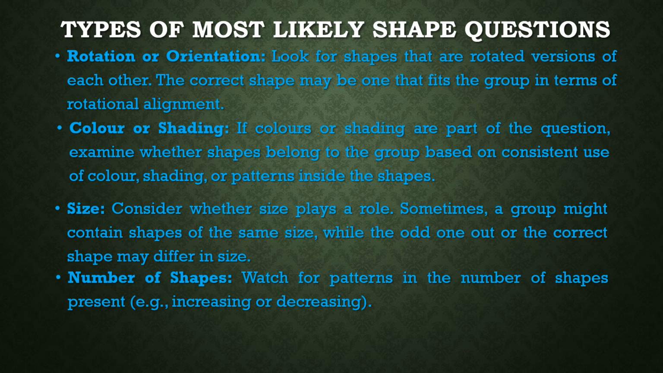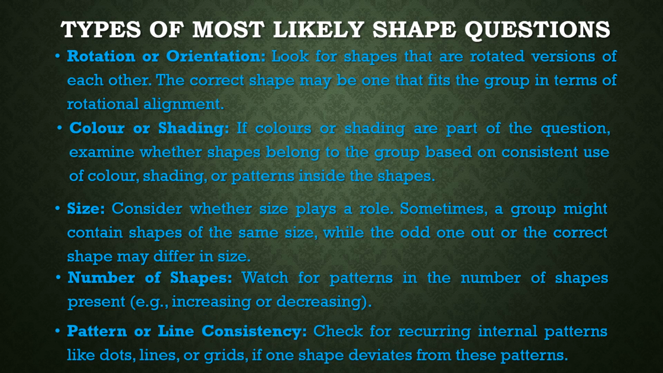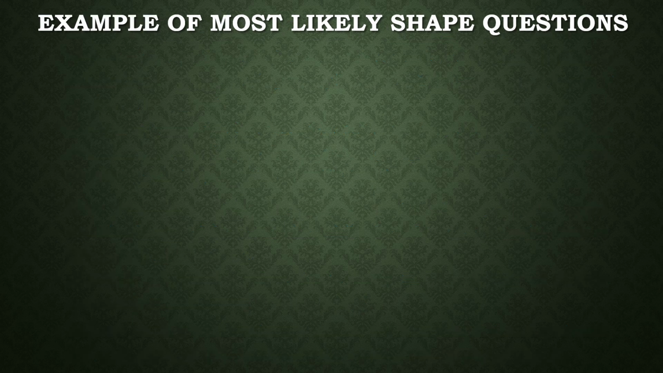We also see questions based on the number of shapes, wherein we need to check for a pattern in the number of shapes present. The number of shapes might be increasing or decreasing. Then, last but not least, is the pattern-specific or line consistency type, wherein we need to check for recurring internal patterns like dots, lines or grids, if the shapes are derived from these different patterns. Now let's start looking into some of the examples.